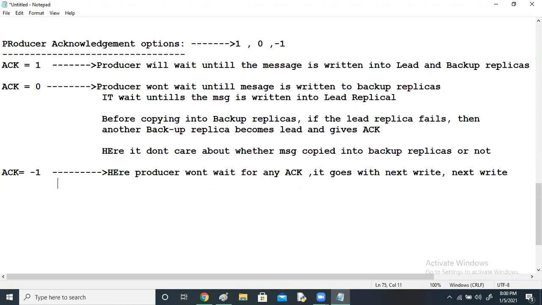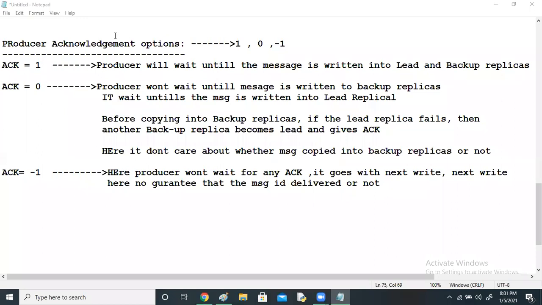And acknowledgement -1 means no guarantee that the message is delivered or not. Okay, fine. These are the acknowledgement options. So the best option is acknowledgement equal to 1, then the second best is 0, and then the last is -1.